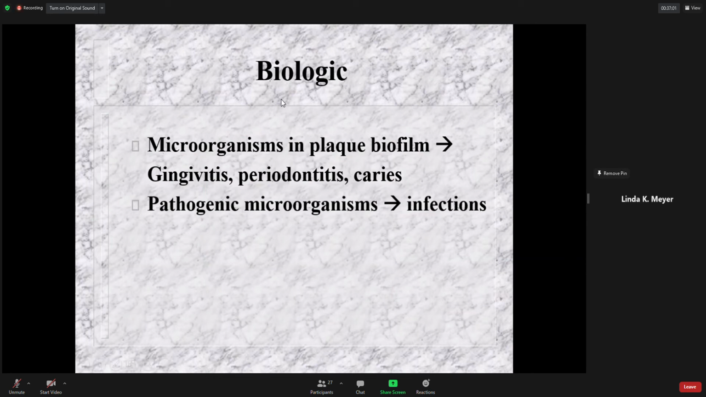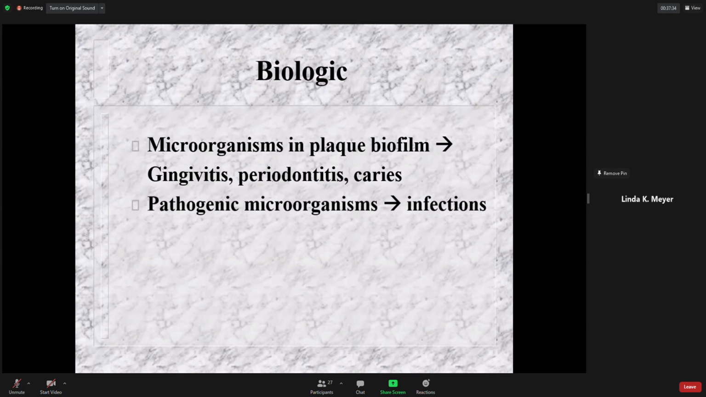Okay, any biologic injurious stimulus just means it's a pathogen, a microorganism that's a pathogen. So microorganisms in our plaque biofilm that you're going to learn about in perio, creating gingivitis, periodontitis, caries. These are all biologic stimuli.